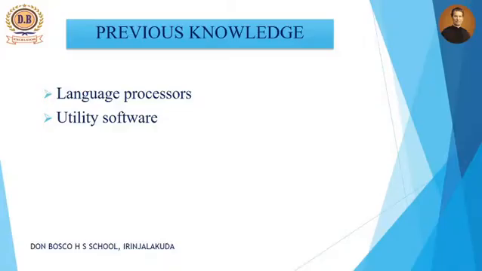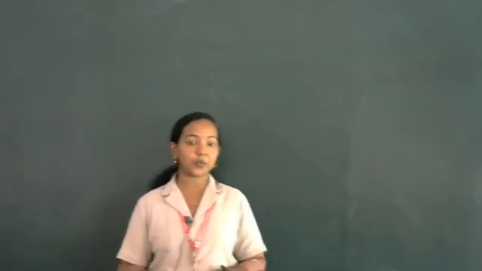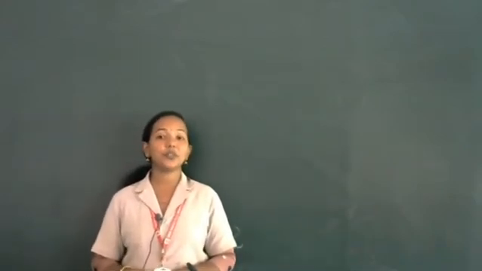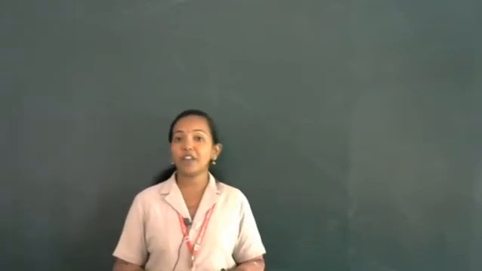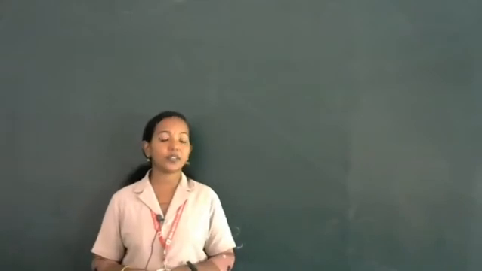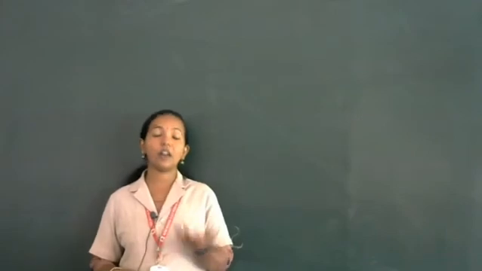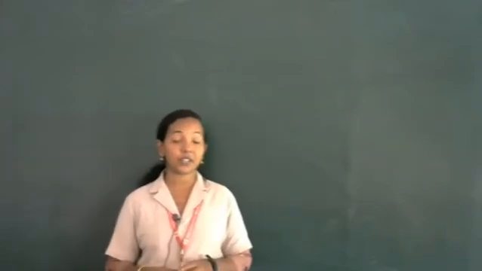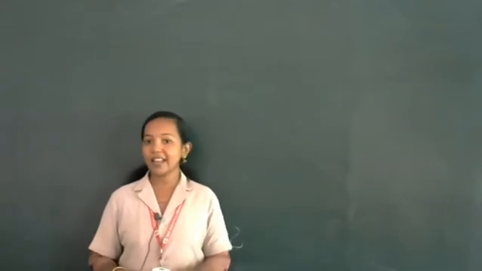In the previous video we already discussed utility software, language processors, and different types of language processor. For what are we using a language processor? For converting a language, whether it is assembly language or high level language, into machine level language. Utility software is used for supporting our computer, to make it work in an effective and efficient manner. So the second section is over.